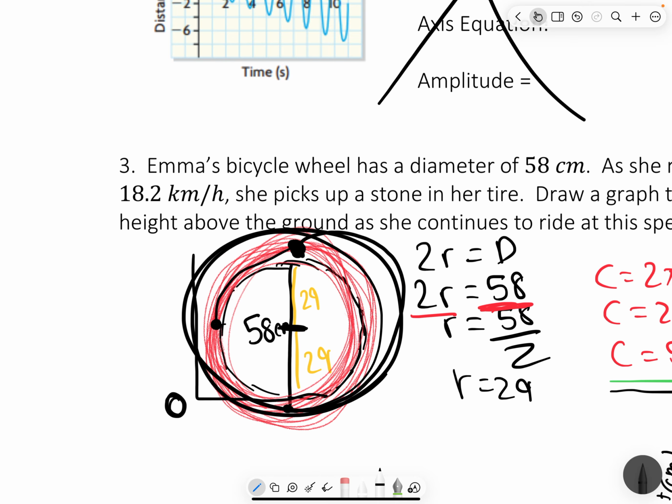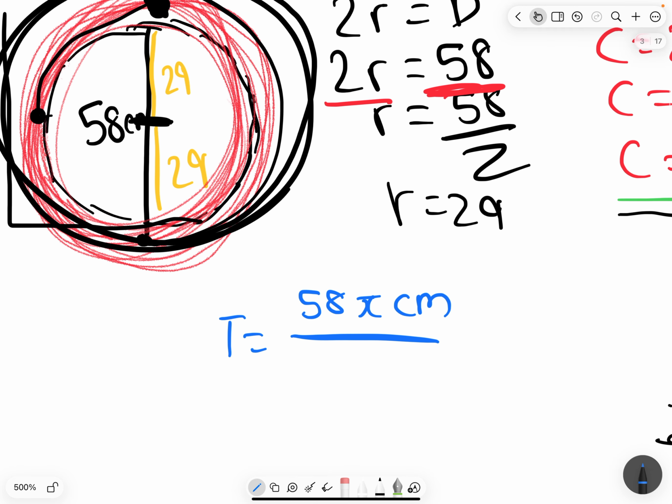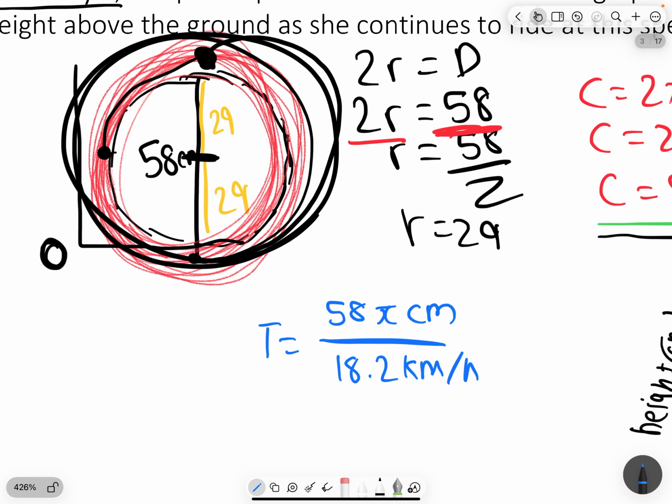We could do time is equal to 58 pi centimeters over 18.2 kilometers per hour, right? The question is not done here. Here we can see that this is in kilometers, this is in centimeters. If you want to cancel it out, we need to convert this into centimeters.